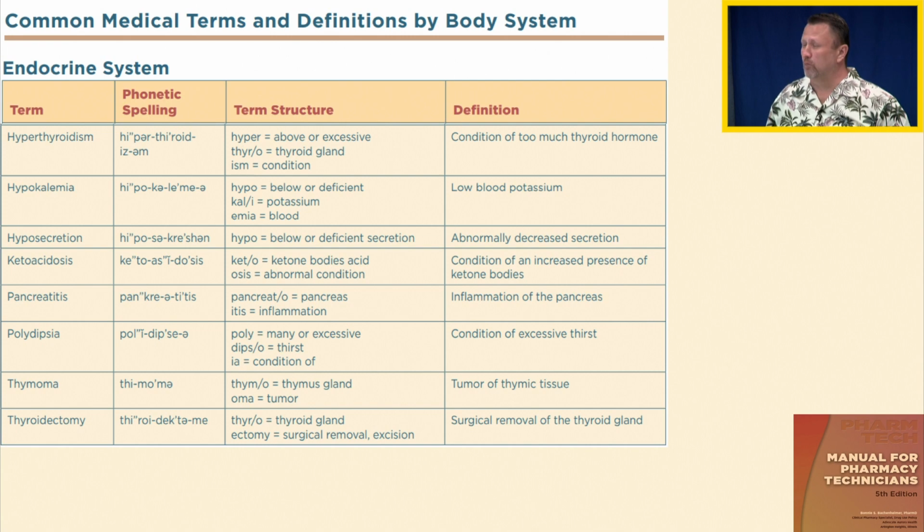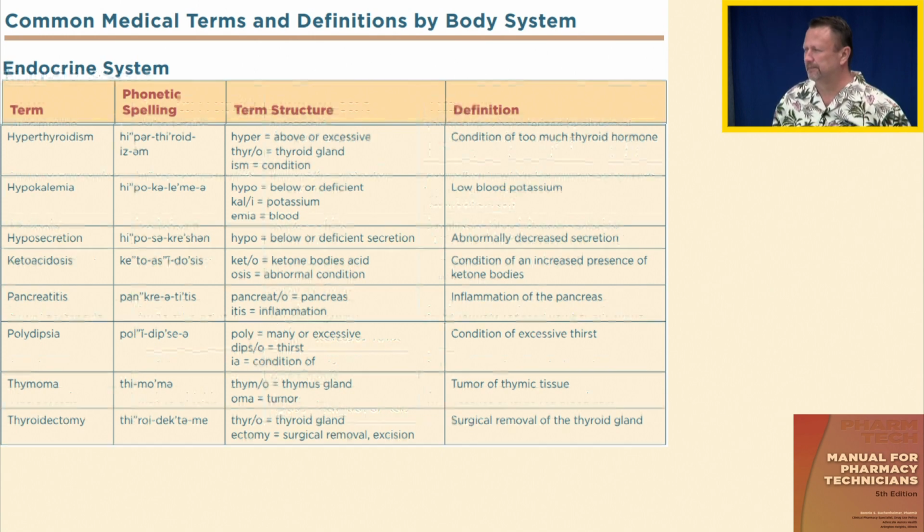Hypokalemia is low blood potassium. We're going to talk a lot about that with diuretics. Hyposecretion, hypo, low secretion. Ketoacidosis is something we'll see in diabetics when they start to form ketones and have metabolic acidosis. Pancreatitis is inflammation or infection of the pancreas. Polydipsia means to be excessively thirsty or to drink too much. Thymoma is a tumor of the thymus. And a thyroidectomy is surgical removal of the thyroid.